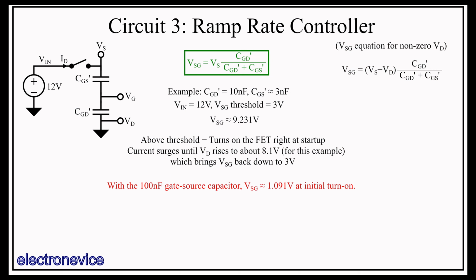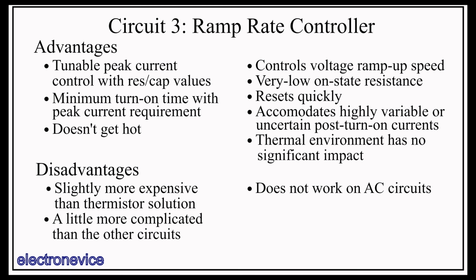Now let's go over the pros and cons of this circuit. So first off, we get a tunable peak current control with just changing some resistor and capacitor values. It has the minimum turn-on time when faced with a peak current requirement and thus allows the start-up period to be minimized, which may be especially helpful when secondary circuits down the line need to start up. It does not get hot, assuming you chose your MOSFET properly. It controls the voltage ramp-up speed.